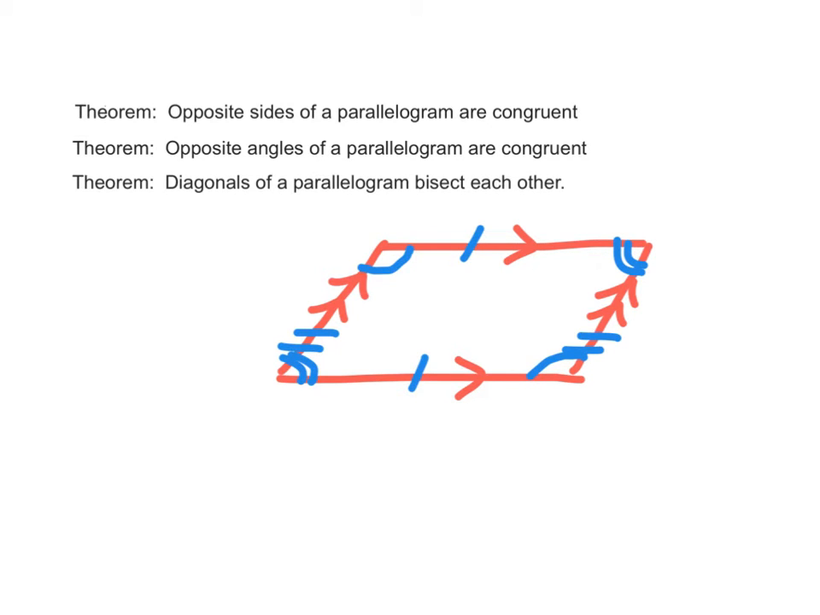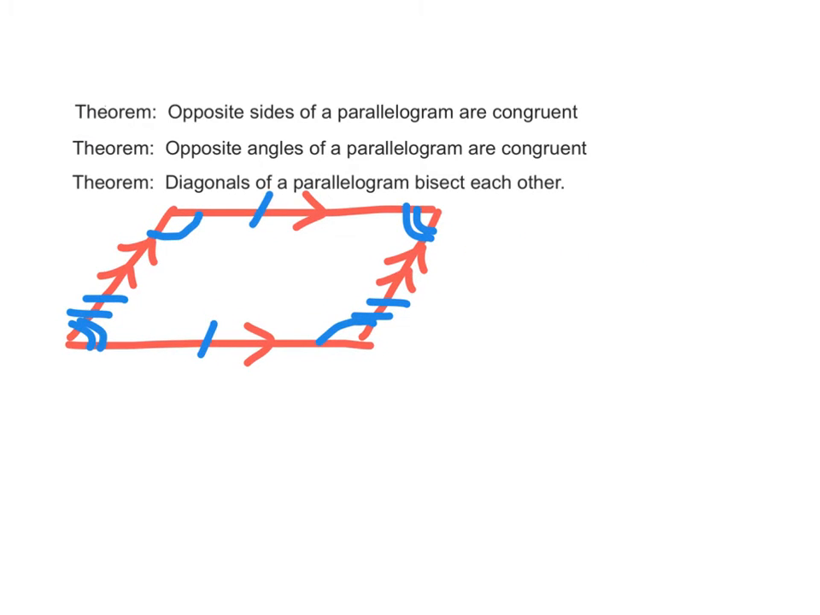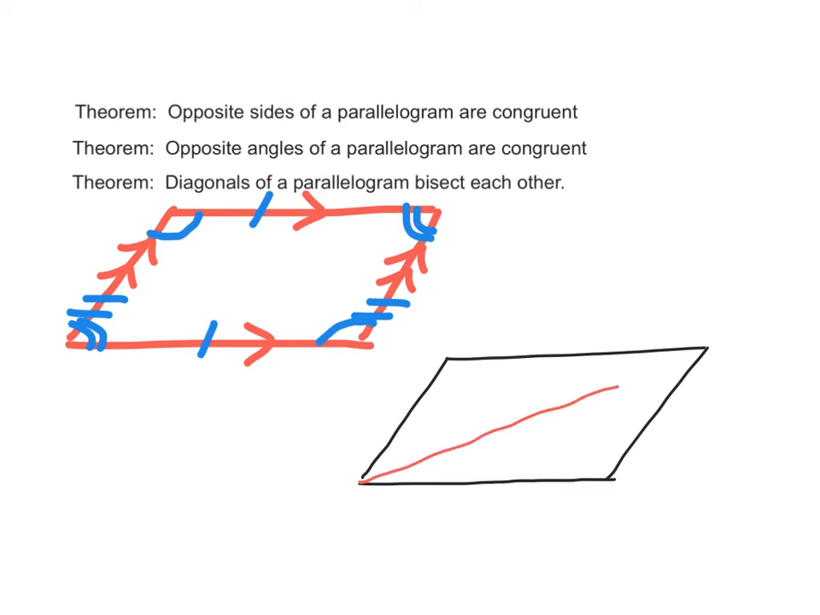Alright, the last one says diagonals of a parallelogram bisect each other. Well, this one's getting a little messy, so let me move it over here for a second. Let me draw a little bit smaller. So let me draw another parallelogram. This time it's saying if I have diagonals, a diagonal would look something like this, and another diagonal looks something like that.